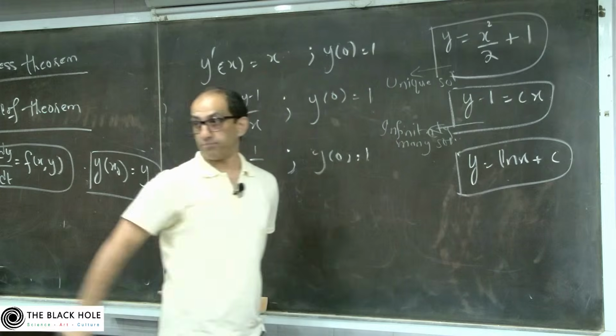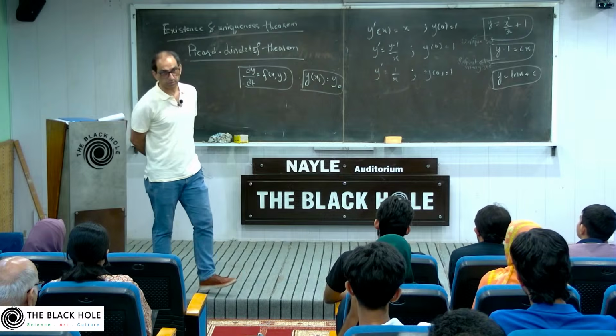Now what about this one? No solution. Why? Because ln x is undefined. Why does the solution not exist? Because ln x is undefined when x is equal to 0. Log is not defined at x is equal to 0. So no solution.